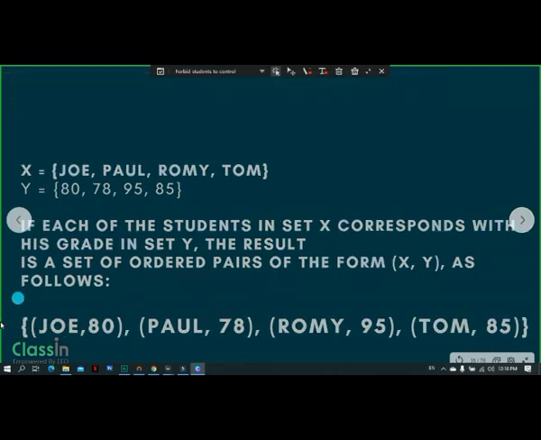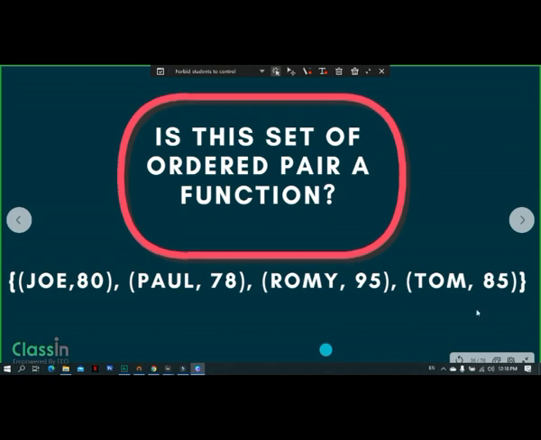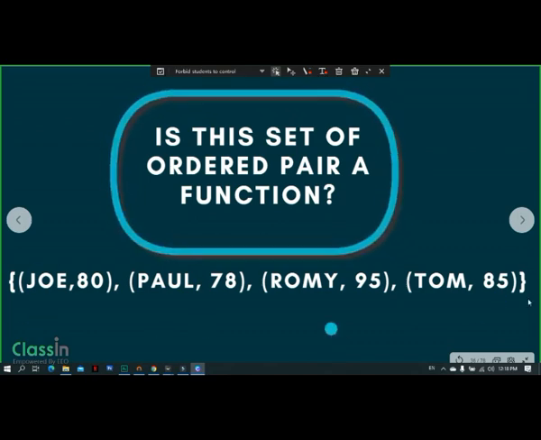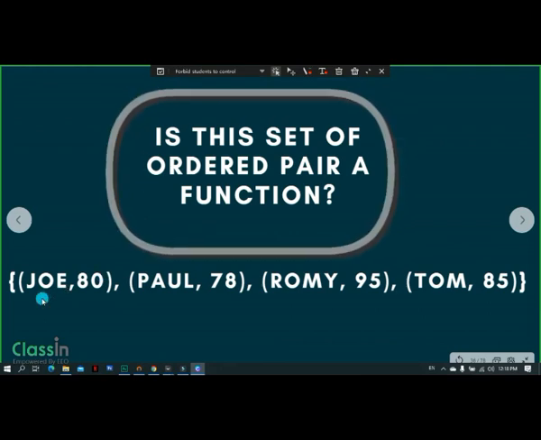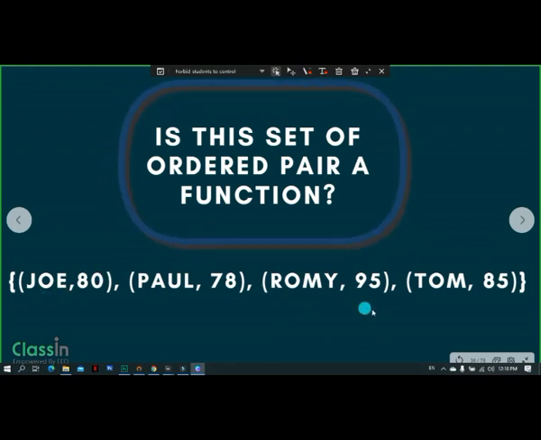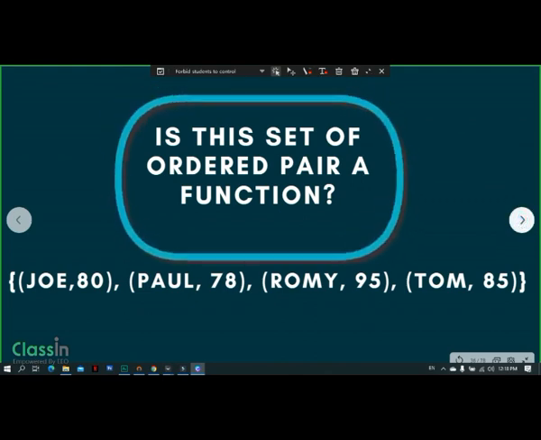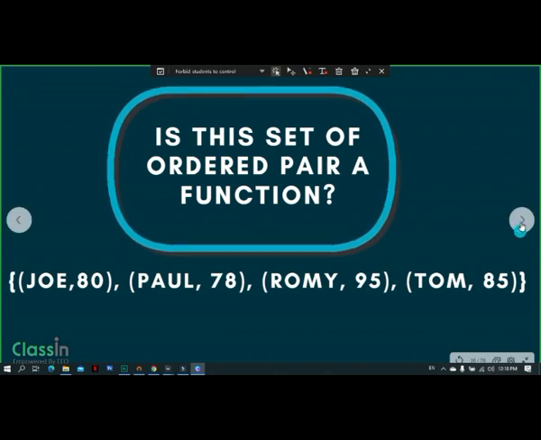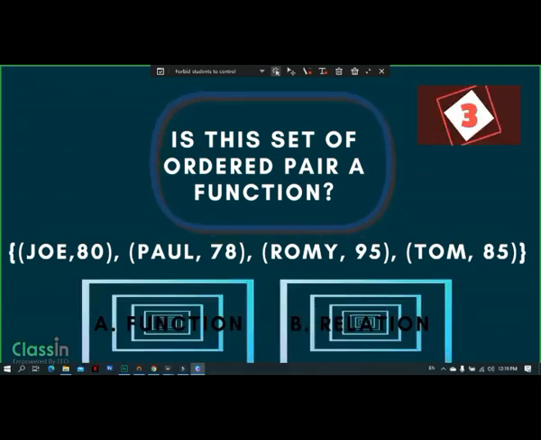Therefore, this set of ordered pair, ano po ang matatawag natin dyan? Is this a function or relation? We have a unique x. Wala pong naulit. So, you have 10 seconds to answer this. Again, use your pen and your paper para po magsagot. Is this a function or relation?